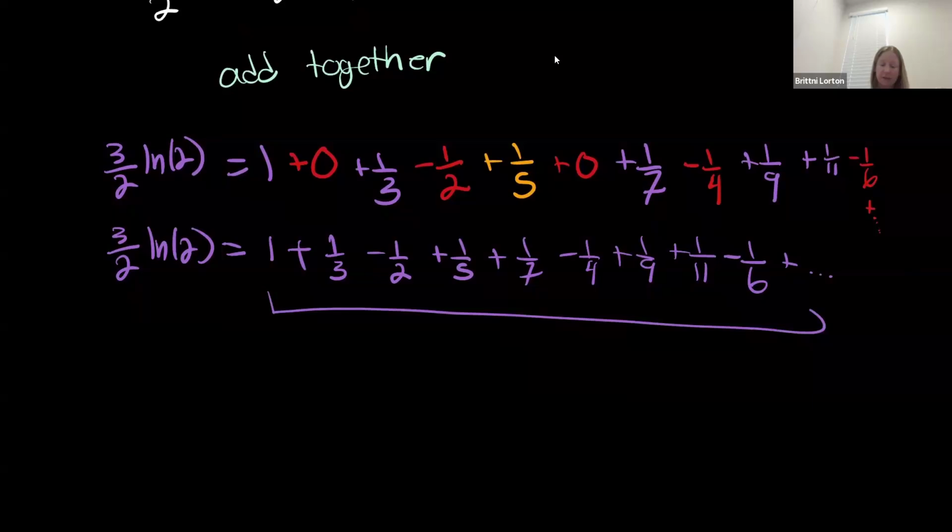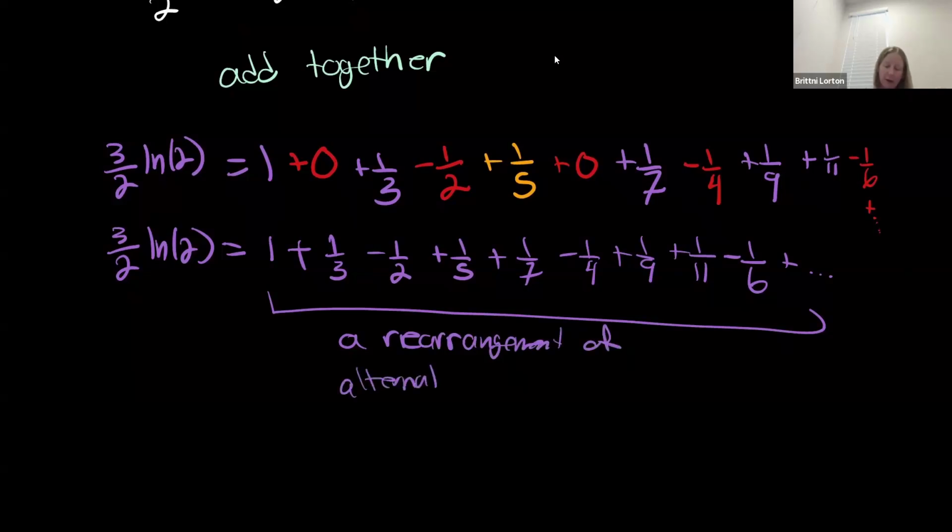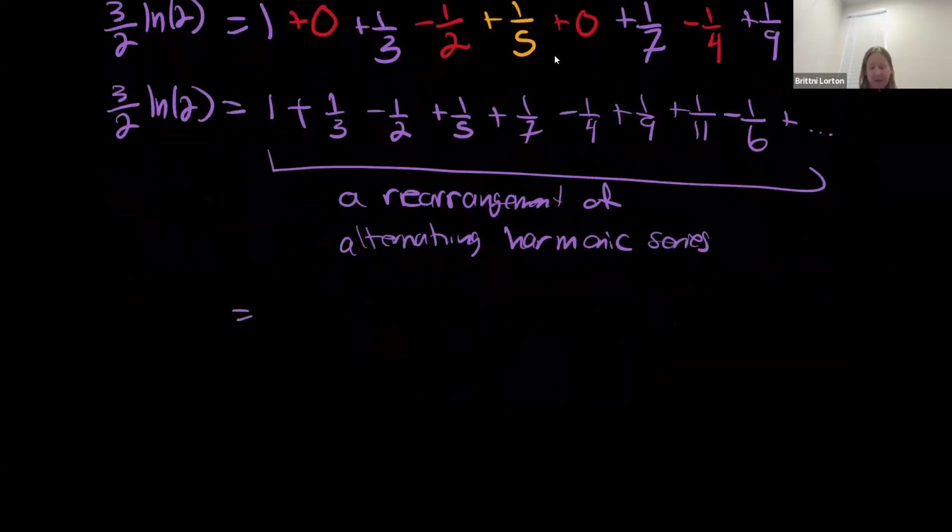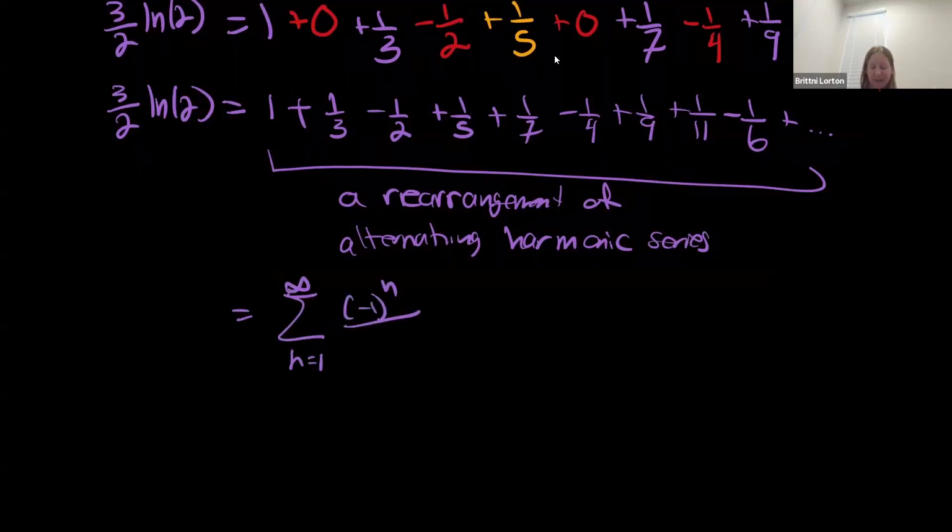So this right here is just a rearrangement of the alternating harmonic series. That's what this is. I rearranged it as a positive, positive, and then a negative. Positive, positive, and then a negative. So that means it really is just the alternating harmonic series, which is the sum from n equals 1 to infinity of (-1)^(n+1) over n. It was just a rearrangement of it.